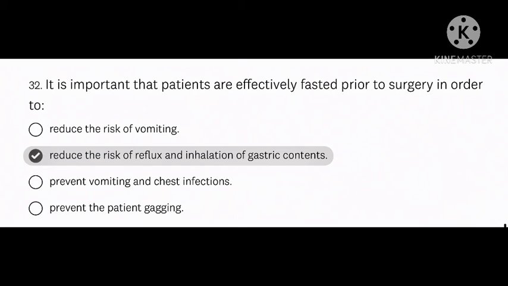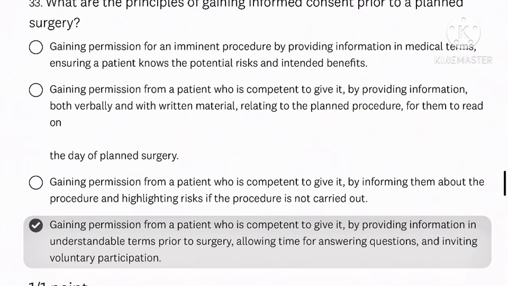It is important that the patient is effectively fasted prior to surgery in order to reduce the risk of reflux and inhalation of gastric contents. What are the principles of gaining informed consent prior to planned surgery? Gaining permission from a patient who is competent to give it by providing information in understandable terms prior to surgery, allowing time to answer questions, and inviting voluntary participation.